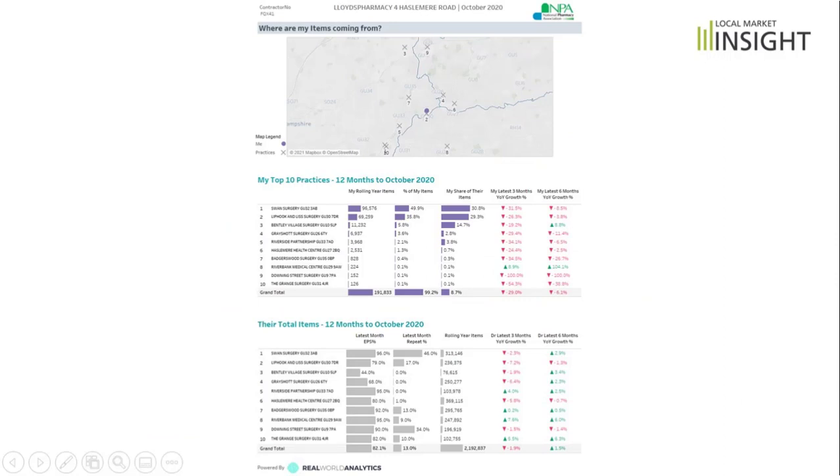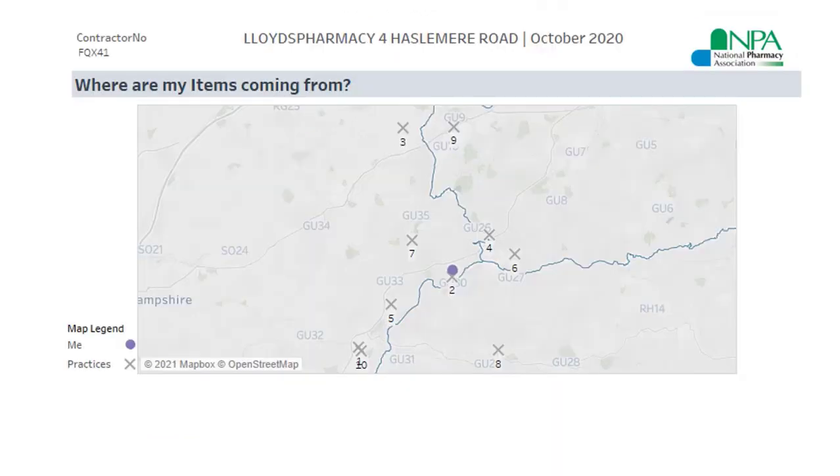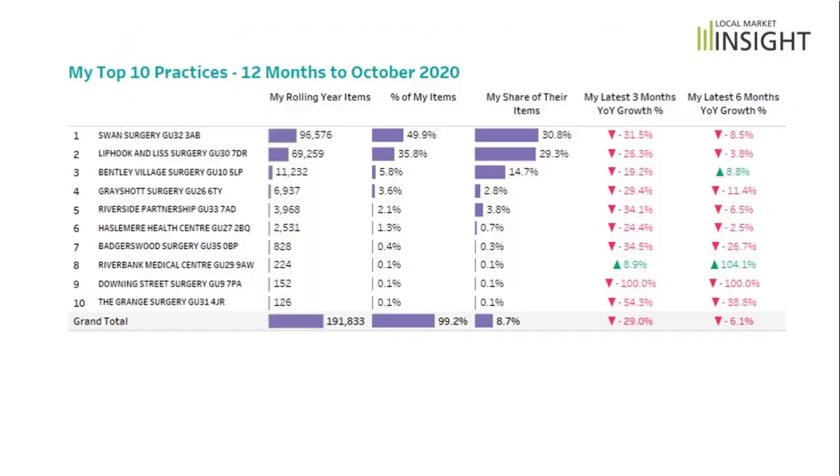Page 2. Where are my items coming from? On the map, we can see our pharmacy's top prescribing practices. The number of each X reflects the rank of that practice relative to our paid dispensed items within our pharmacy. Our pharmacy is indicated as the purple circle.